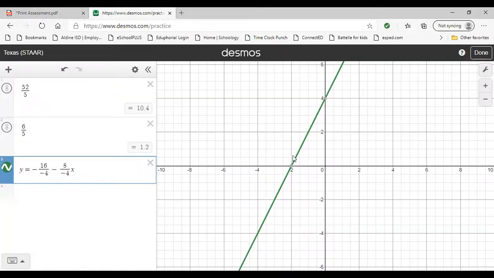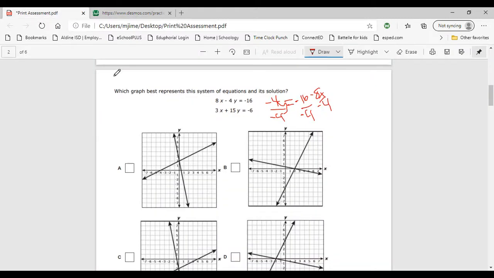Okay? And then you would look for what the x-intercept and the y-intercept is and try to match a graph for that. So we have negative 2 and positive 4. Negative 2 and positive 4. So this one might be the only one. But this one's also, okay. You just have to make sure you match it up.